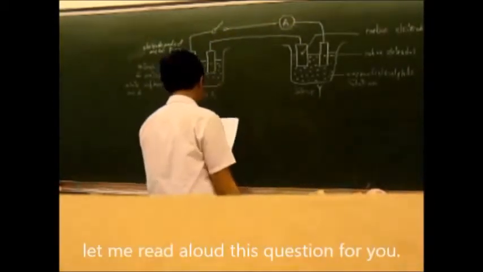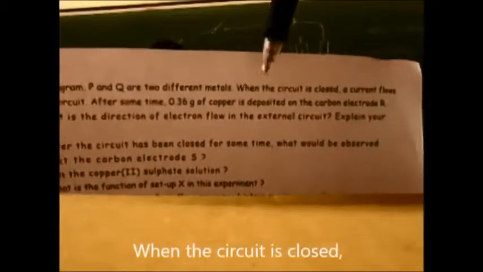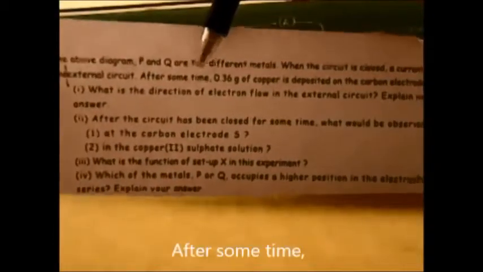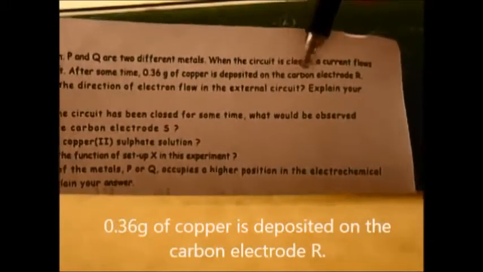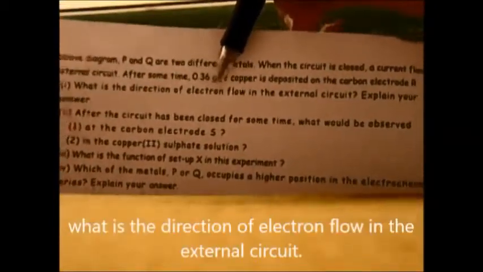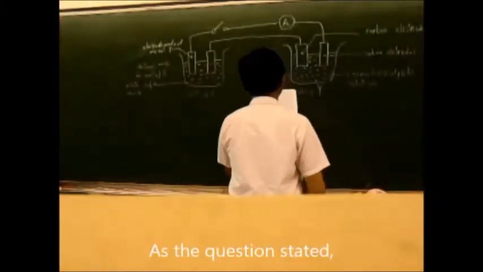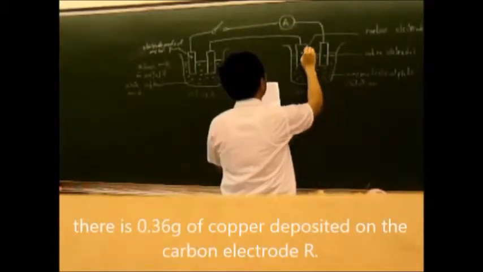First, let me read aloud this question for you. In the above diagram, P and Q are two different metals. When the circuit is closed, a current flows in the external circuit. After some time, 0.36 gram of copper is deposited on the carbon electrode A. First, question 1 is, what is the direction of electron flow in the external circuit? Explain your answer. As the question stated, there is 0.36 gram of copper deposited on the carbon electrode A.